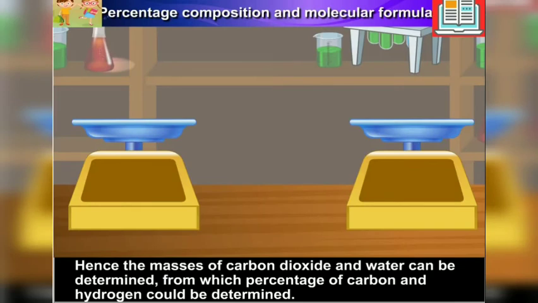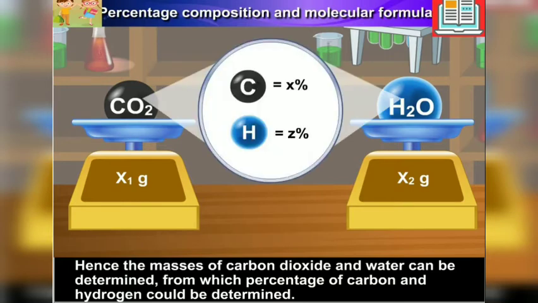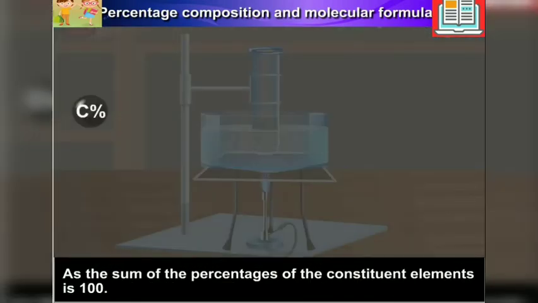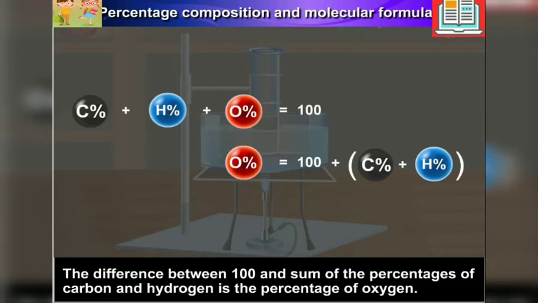Hence, the masses of carbon dioxide and water can be determined, from which the percentages of carbon and hydrogen can be determined, as the sum of the percentages of the constituent elements is 100. The difference between 100 and the sum of the percentages of carbon and hydrogen is the percentage of oxygen.